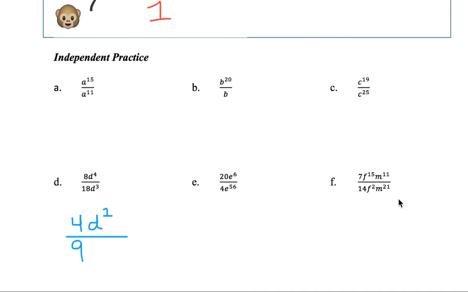Letter F is a double battle because there are different variables. There's an F variable and an M variable. So 3 steps. First, simplify 7/14. We get 1/2.